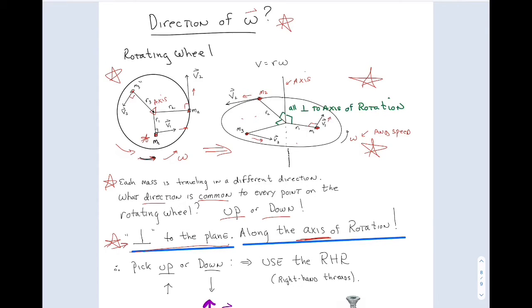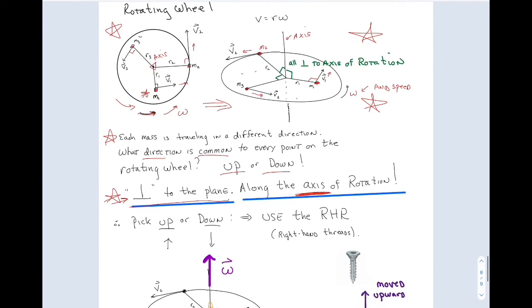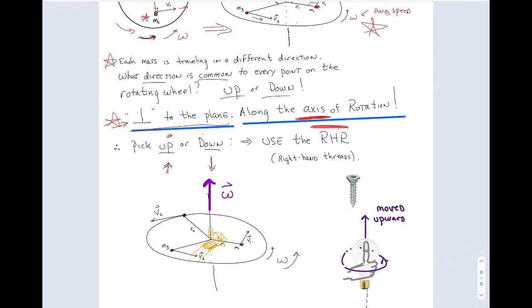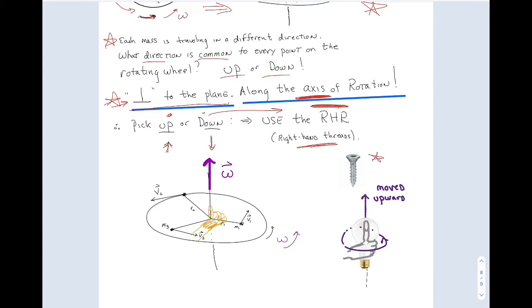So I'm going to pick the direction of the angular velocity to be along the axis of rotation. Well, do I pick up or do I pick down? The axis is a vertical line on this page, so either up or down. The choice to pick up or down is based on the right-hand rule. And remember, the right-hand rule works for right-handed threads. So here you have a screw, which has right-handed threads. Here you have a light bulb that has right-handed threads.